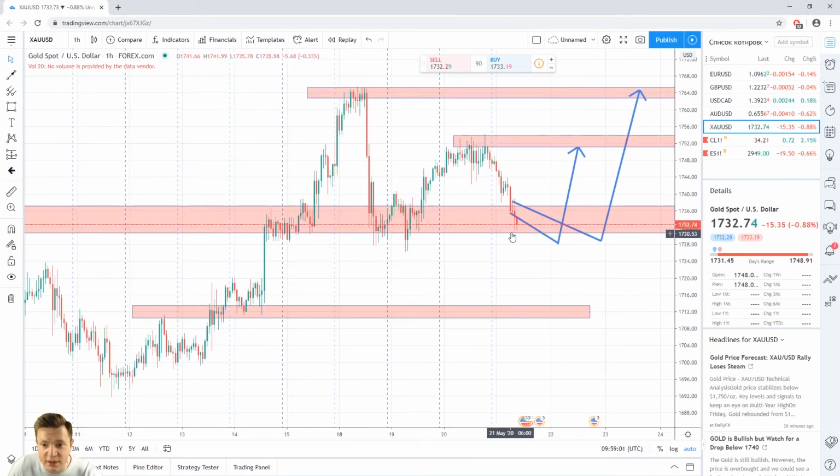a false breakout of this level, 1730, and when price forms a false breakout of this level, it will be my entry points. I mean, break and go back again to this level. It will be my entry points. My first target will be around 1752, and the second target will be around 1764.